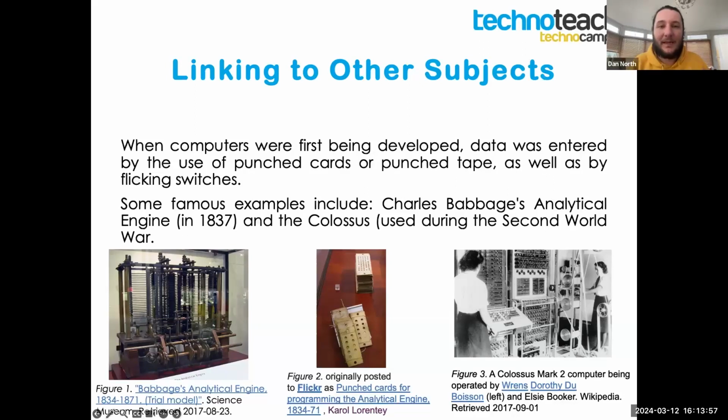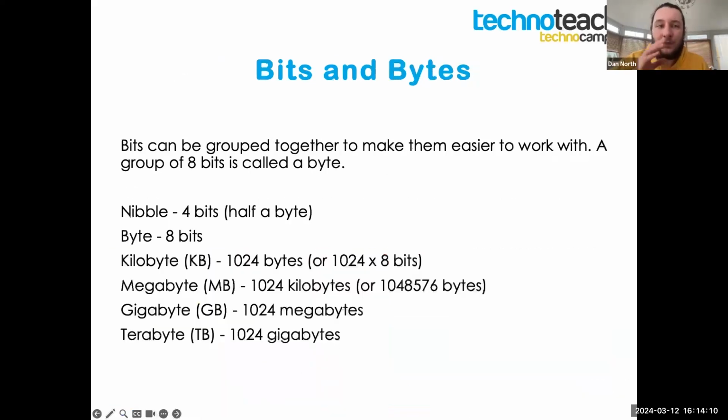Everything is done by the computer by running different electrical signals through it, but all the same concept of switching binary bits to get different programs running. So we mentioned bits. A bit is a single binary 1 or 0, but we group our bits together to make them easier to work with.